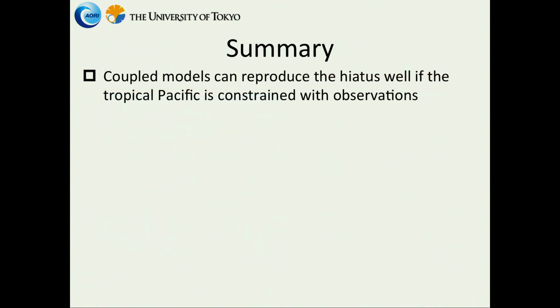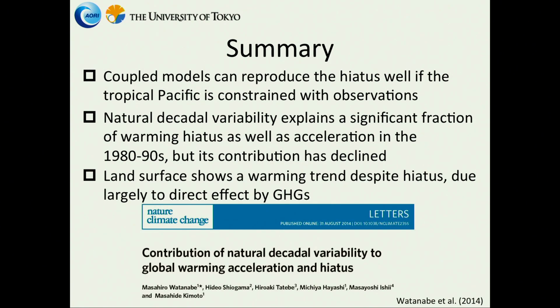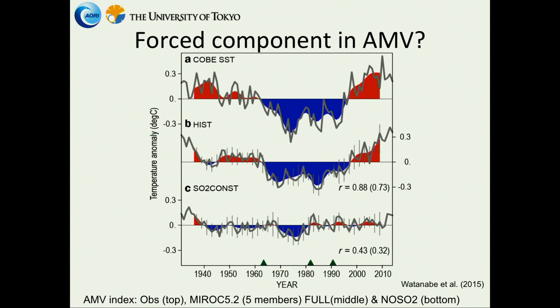Okay, summary. This sort of pacemaker experiment is interesting and fun to do, but nobody tells us why the IPO-related wind stress became something like this. So we think that before the hiatus, the Pacific changed under the influence of the Atlantic. That's why the component C experiment exists.